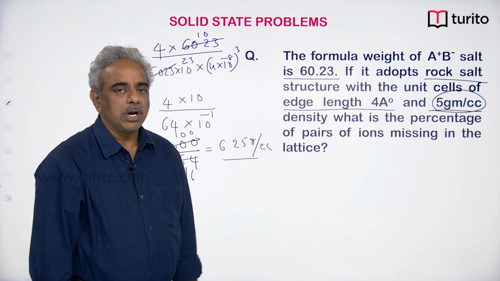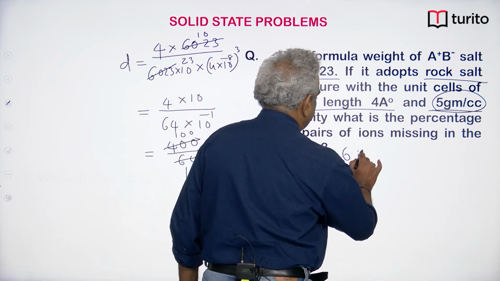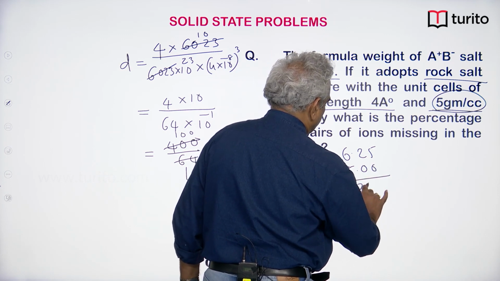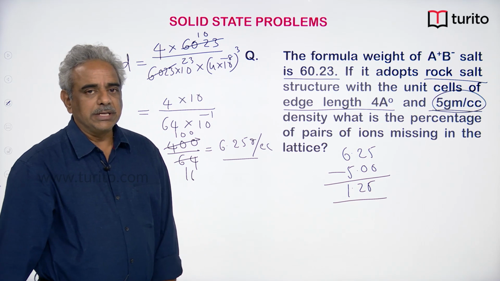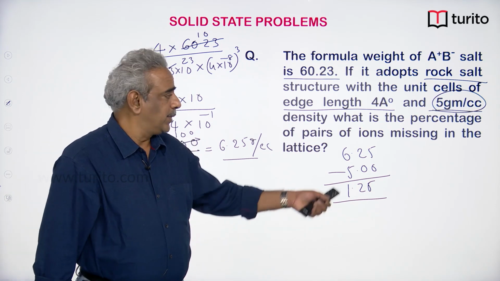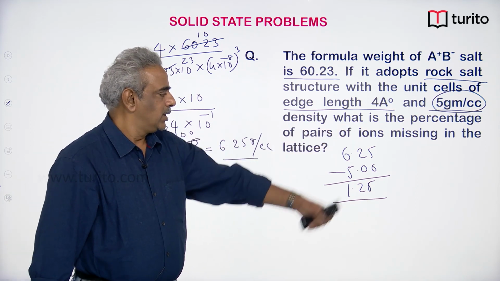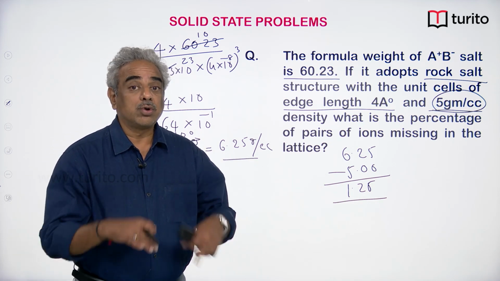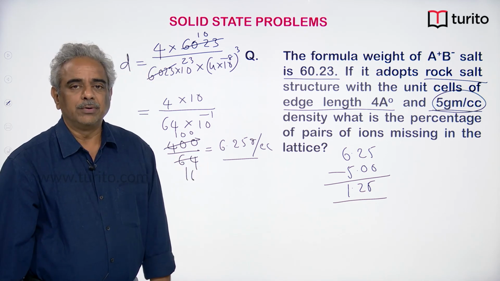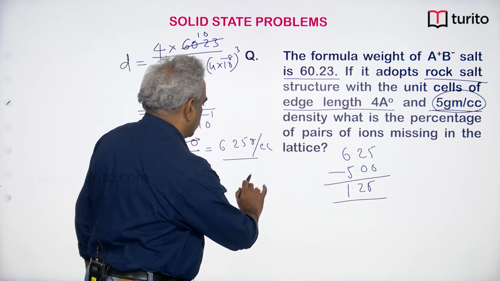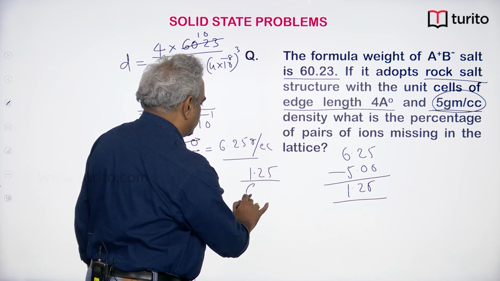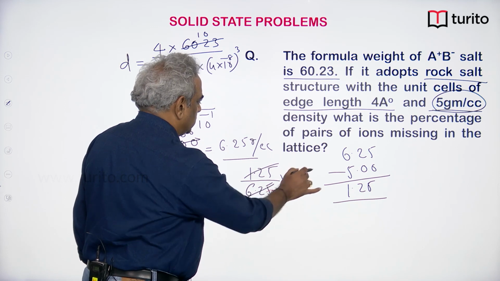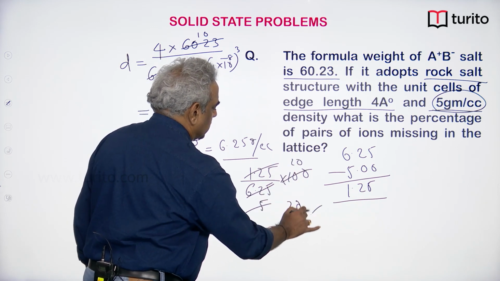So, what is the difference? Loss in density, 6.25 minus 5, 1.25, that is the density loss. Loss is because of missing pairs of ions missing. How much loss is there? 1.25, out of how much? 6.25. So, percentage loss 1.25 by 6.25 into 100. This goes 5 times, this goes 20 times. So, 20% ions are missing.